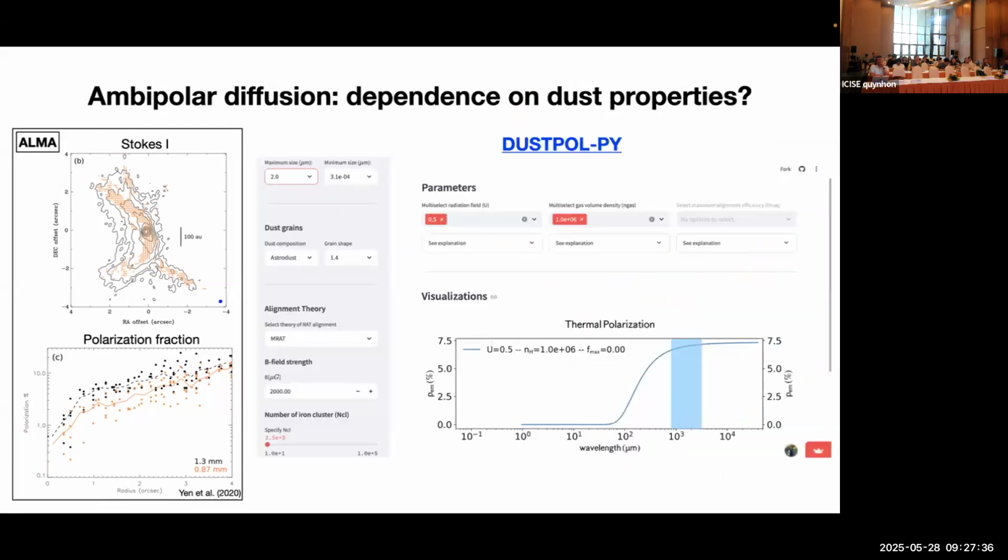I just learned this from this nice workshop. It's a very handy tool, so we can calculate the polarization fraction as a function of frequency or wavelength. So in principle, we can use this tool to fit what we measured and derive a potential grain size distribution. And this can be compared again with the disk property, so we can know whether this property is determined by the grain size distribution.